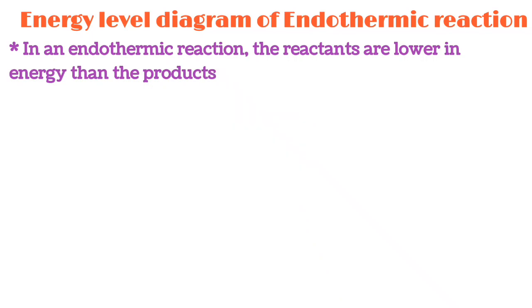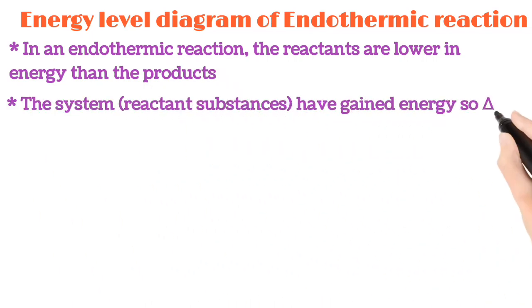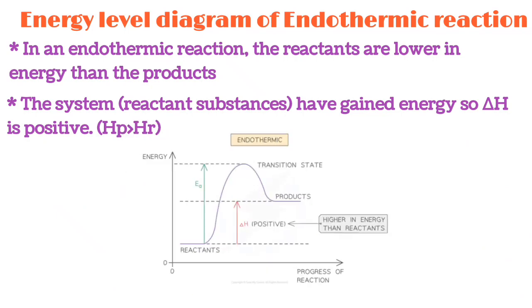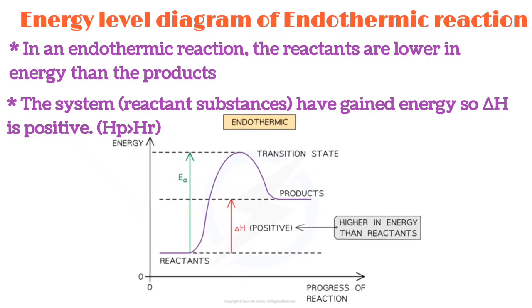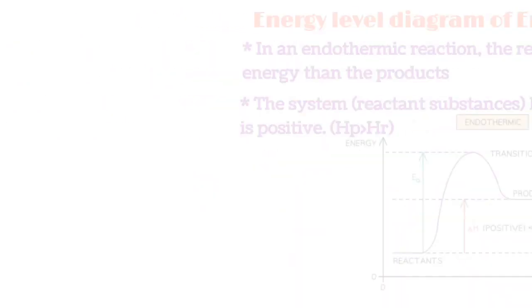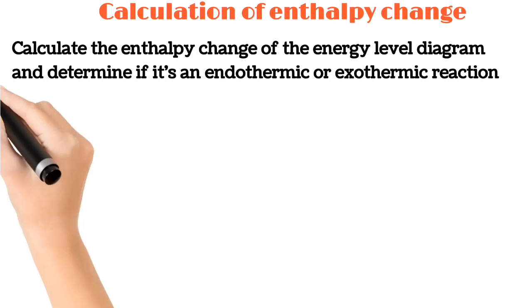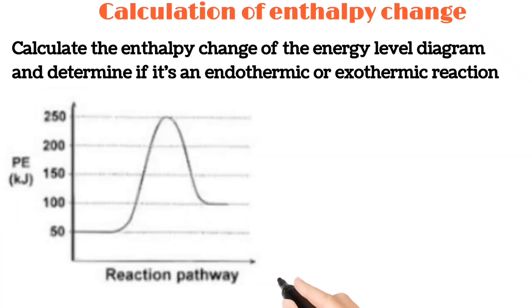Now for the energy level diagram of endothermic reaction, the reactants are lower while the products are higher because energy is absorbed. So the enthalpy change is usually positive. It is positive because the heat content of the products minus the heat content of the reactants is usually positive. We'll be looking at some examples to make you understand why it is positive for endothermic and why it is negative for exothermic.